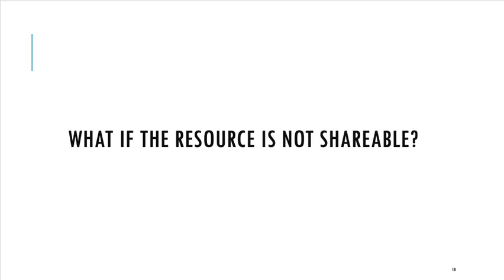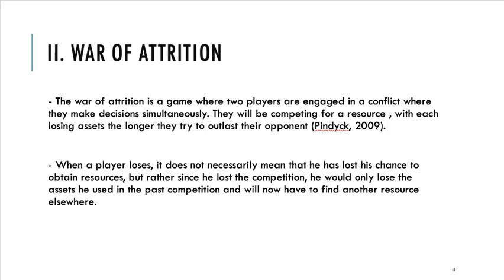What if both players choose dove but the resources are not shareable? Let us introduce the war of attrition game. The war of attrition game is where two players are engaged in a conflict where they make decisions simultaneously. They will also be competing for a resource, with each losing assets the longer they try to outlast their opponent.